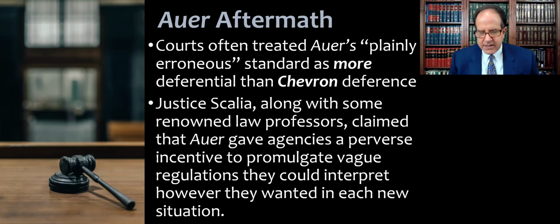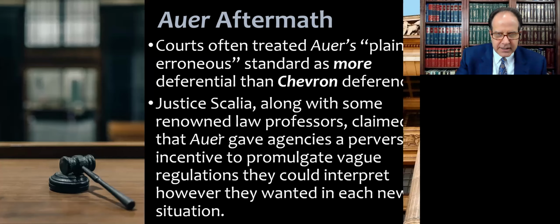As the years went by, Justice Scalia and some really famous law professors claimed that this had taken a bad turn and was a mistake, that Auer was giving agencies a perverse incentive to promulgate vague regulations that they could interpret however they wanted in each new situation. If you're at an agency and you know that as long as the regulation is ambiguous, the court has to defer to whatever your interpretation is, then maybe you'll have a perverse incentive to promulgate a regulation full of words like reasonable and substantial and material that have an open-ended meaning or are a little unclear, so that on a case-by-case basis you can decide what it means and then tell the court that your interpretation has to control. That's a big part of Justice Scalia's argument against Auer Deference in his later opinions.